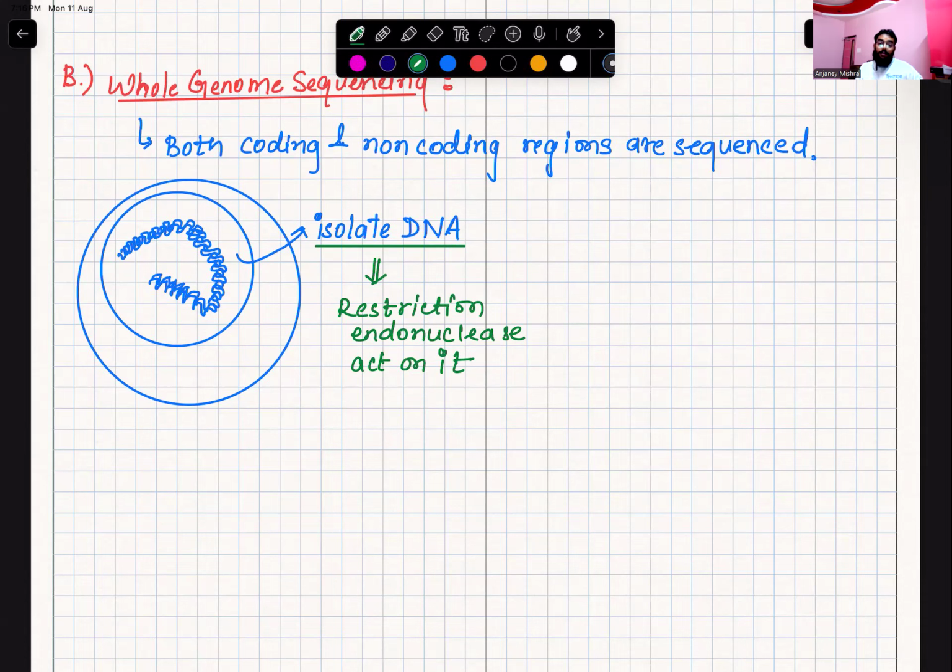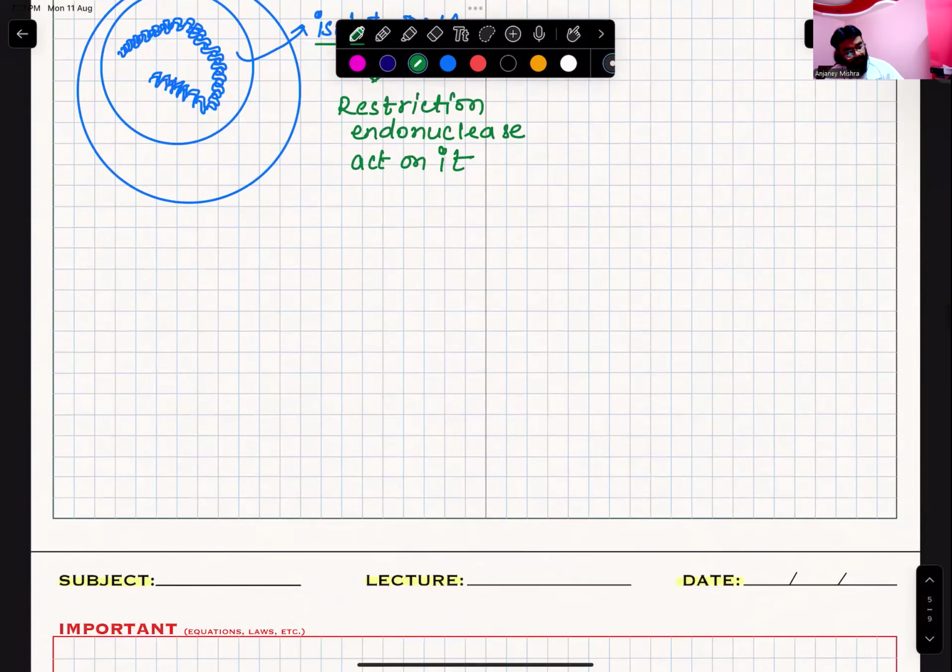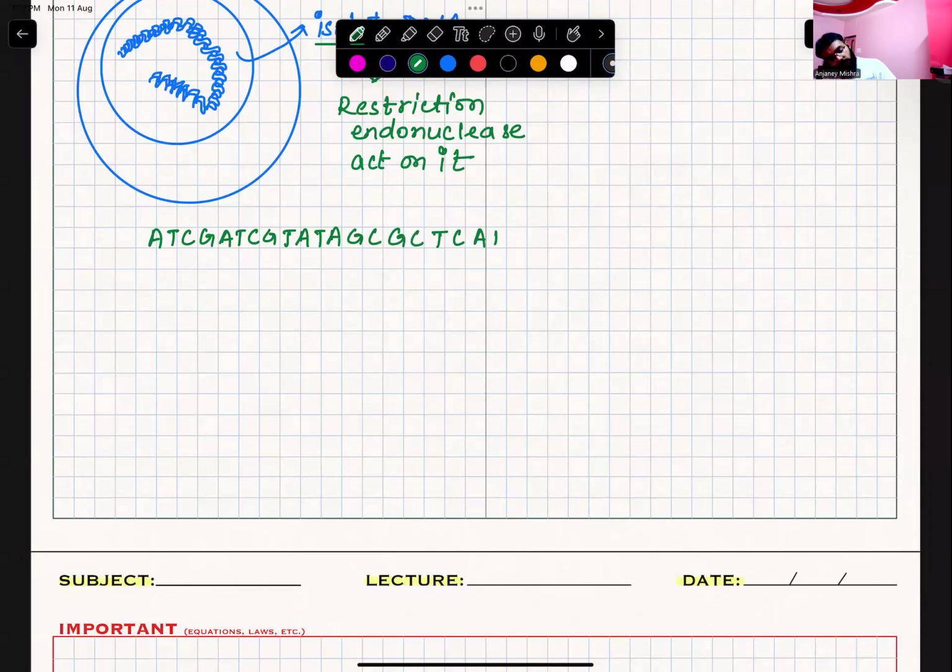Okay, coming back to, so what are we doing? We are basically taking the DNA out, isolating the DNA and applying restriction endonuclease on top of it. So let's say this is our DNA. ATCG, ATCG, TATA, GCGC, TCAT, CG, ATT, TC, GATG, AT. Random sequence I've taken. I've not taken something which is actually there.